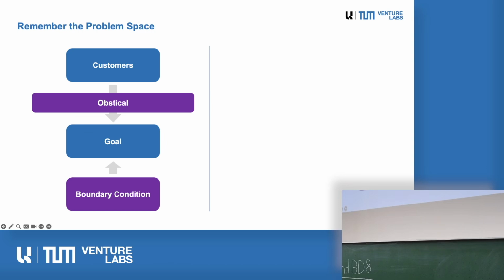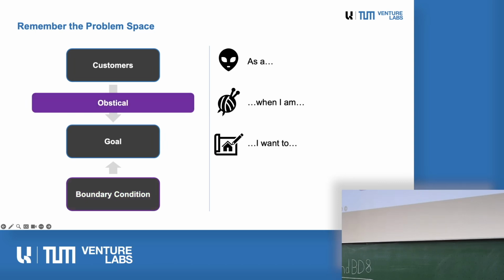It's basically going back to the problem space, where we have the customer, the obstacle, the goal, and the boundary. We want to write things that, from the user perspective, we want to have in our product without describing the technical solution. So we want to understand the problem. We want to write the problems that the customer has and rank those problems so we can work with them. So we start with: as a customer, when I am facing an obstacle, I want to reach a goal so I can do something with that.